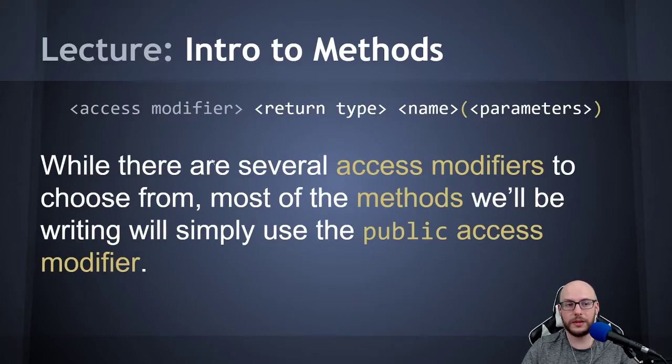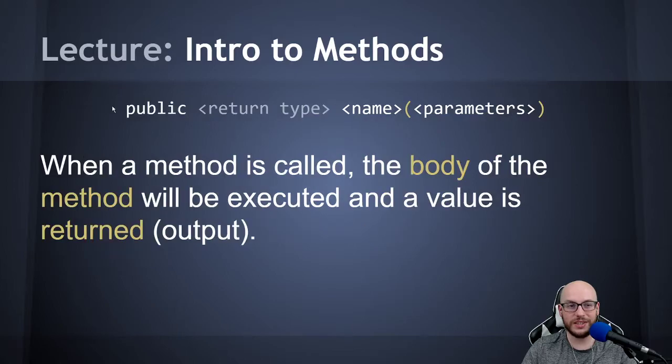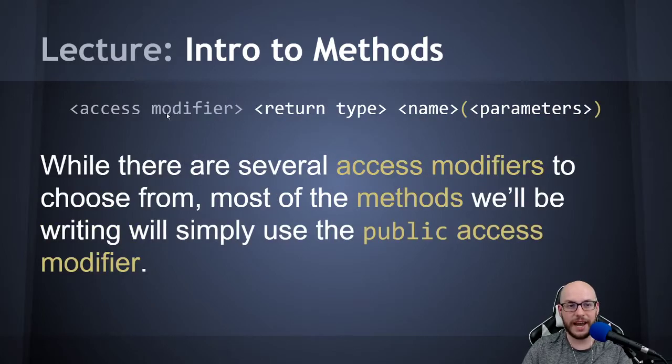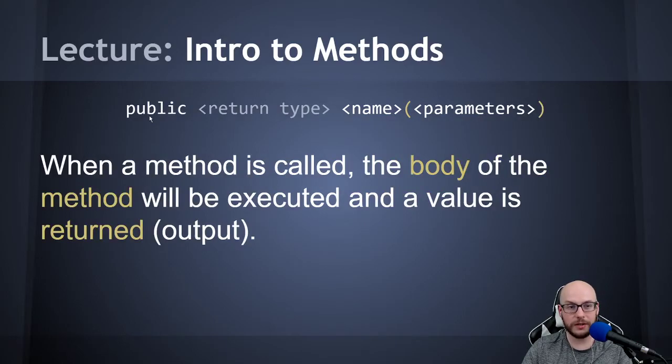There's a lot going on here that is beyond what we're talking about right now, but this is technically a method. While there are several access modifiers to choose from, most of the methods we'll be writing will simply use the public access modifier. In fact, all the methods that we will write in this class will be public. There's others available, private for instance, but for what we're doing, public is perfectly fine. So even though the only access modifier we'll be using is public, what this is called is access modifier, right? So when I ask you, what goes here, I don't want you to say public. I want you to say access modifier.